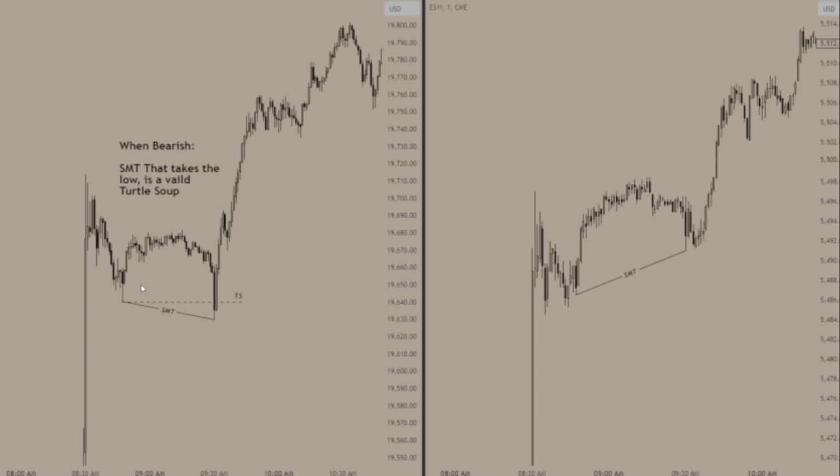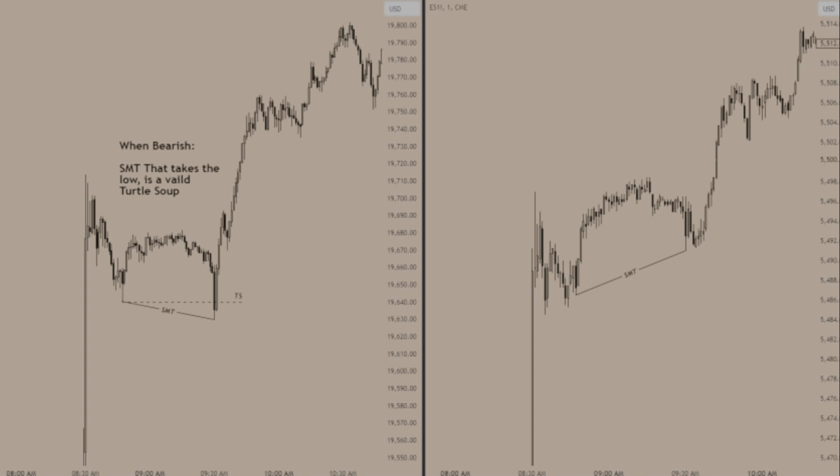On the left, we have the NASDAQ. We have a low and a lower low, as opposed to the S&P 500, where we have a low and a higher low. Once we sweep that low, we have immediate displacement higher. At that point, you immediately trail your stop loss to break even, because if it's a turtle soup, it should not return to your entry.